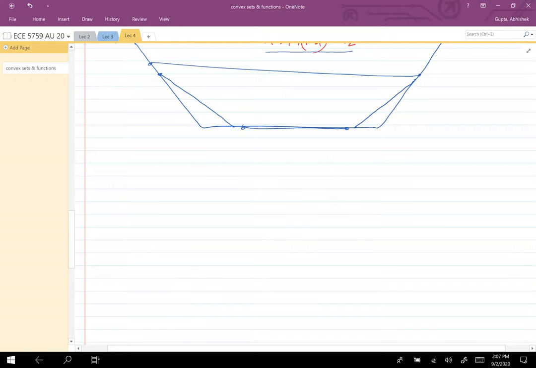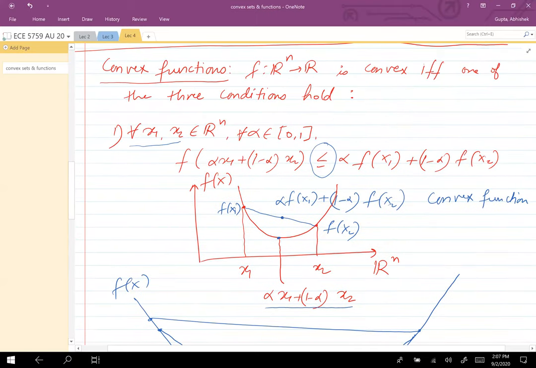There is another way: derive the function twice. If it's positive, it's convex. That's right. So this is the first definition of convex function.